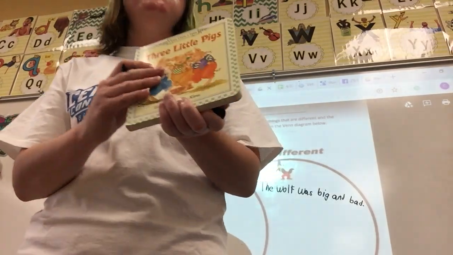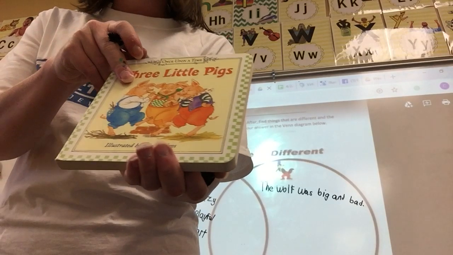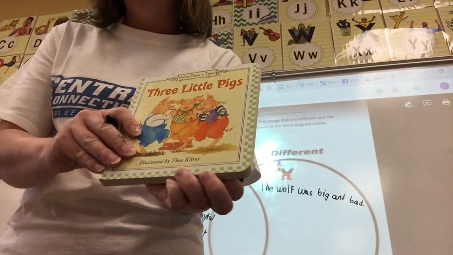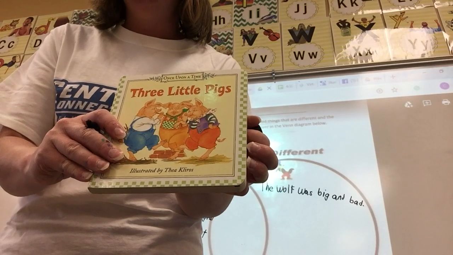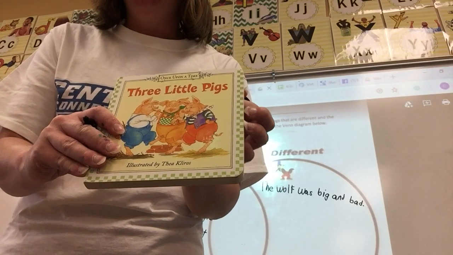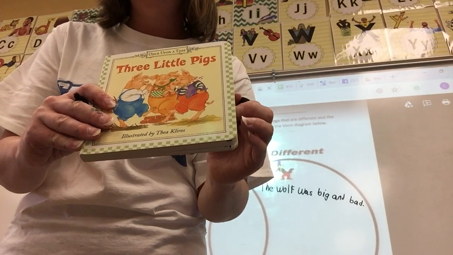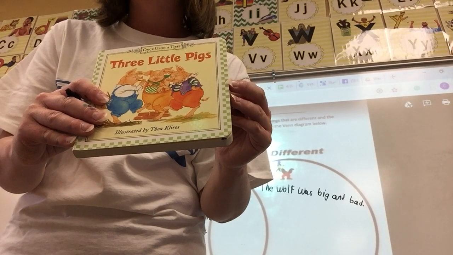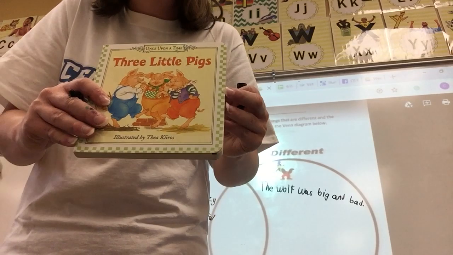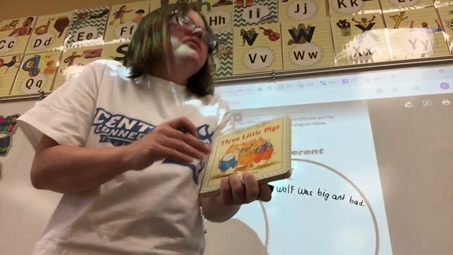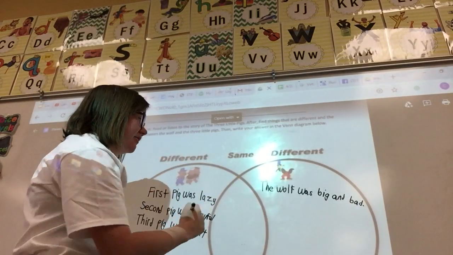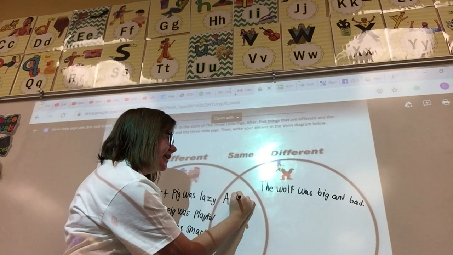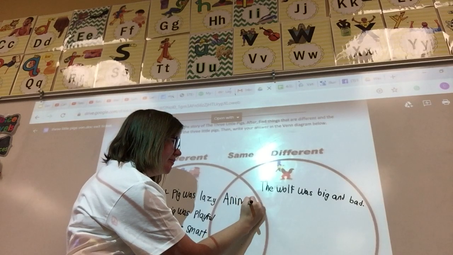Where and who. Where does this story take place? That's right, it takes place in the woods. And there's something that the pigs and the wolf have in common. They're both types of what? That's right, they're both animals. So over here on our chart, we can write animals, because that is one way that they are the same.